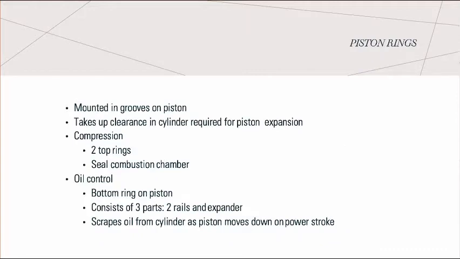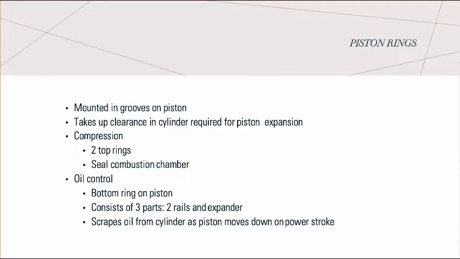A piston is seated inside each cylinder by several metal rings, which we call piston rings, which also provide seals for compression and the lubricating oil. And the piston rings do not actually touch the cylinder walls. Instead, they ride on a thin layer of lubricating oil. The piston rings are mounted in grooves on the piston and take up the clearance in the cylinder which is required for piston expansion.